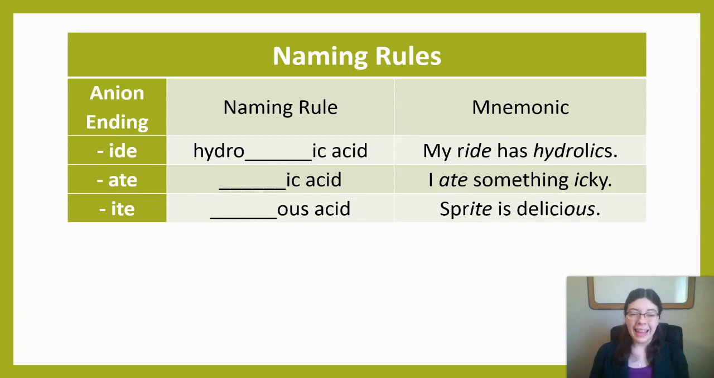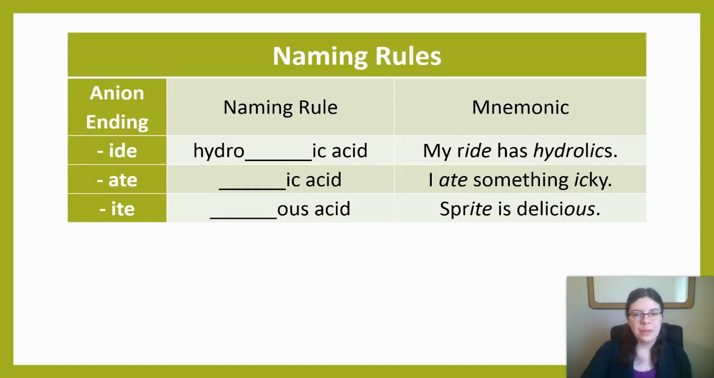And then if we end in ite, so that A versus the I does make a difference, then we would have the ous acid. So a mnemonic to help us out with that: Sprite is delicious. So if I have nitrite instead of nitrate, nitrite would be nitrous acid.